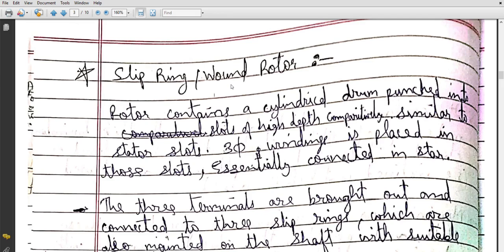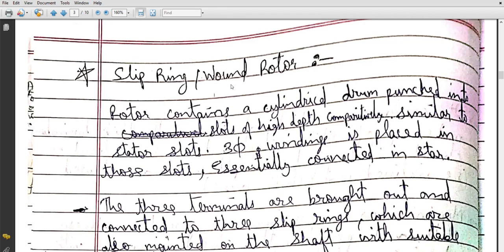So this is the problem. We need an expert for constructing and designing such a machine. Again, there is also a maintenance problem. This is known as the slip ring wound rotor. We use a slip ring brush arrangement in these types of motor, so again there is a maintenance problem.